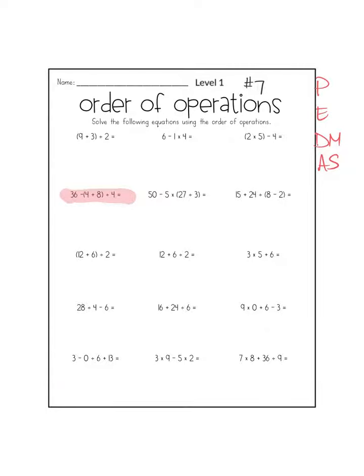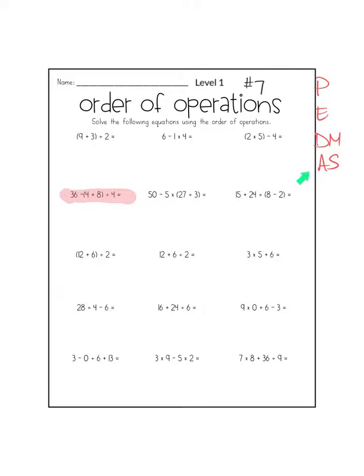Here we're going to work on worksheet number 7, and this is more or less a level 1 because we have some addition of some longer questions and the parentheses. It could be almost level 2 because of the parentheses. But we're still going to work on order of operations.